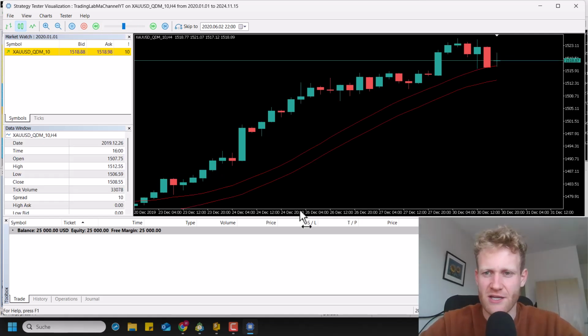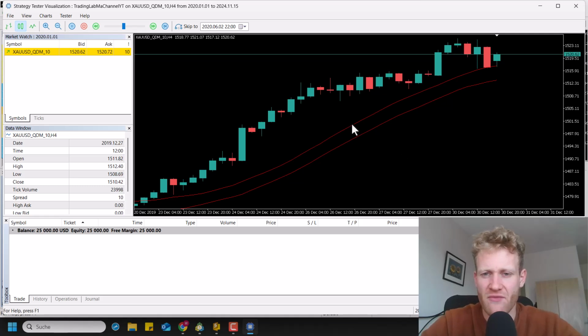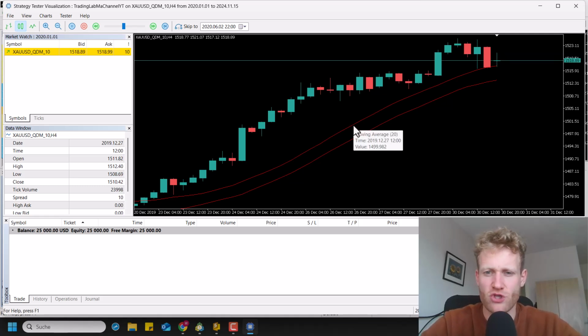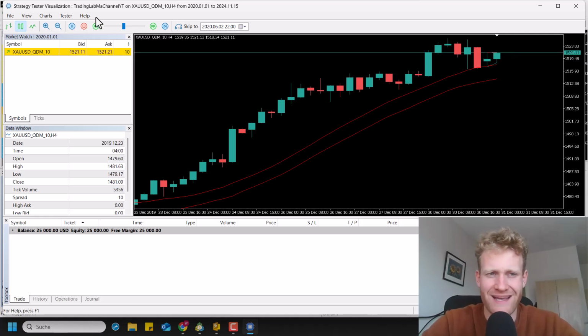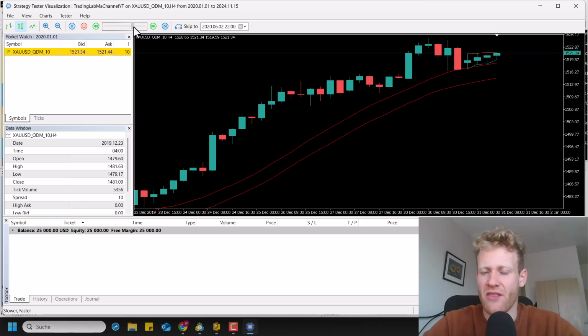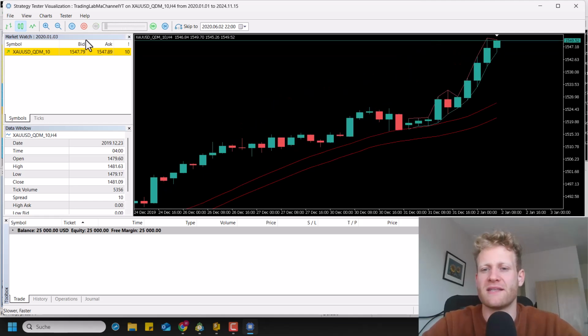The strategy test is just loaded, and you can see we have these exact two moving averages here. Both of them are 20-period moving averages. The upper one is based on the high prices of the candles. The lower one is based on the low prices of the candles.